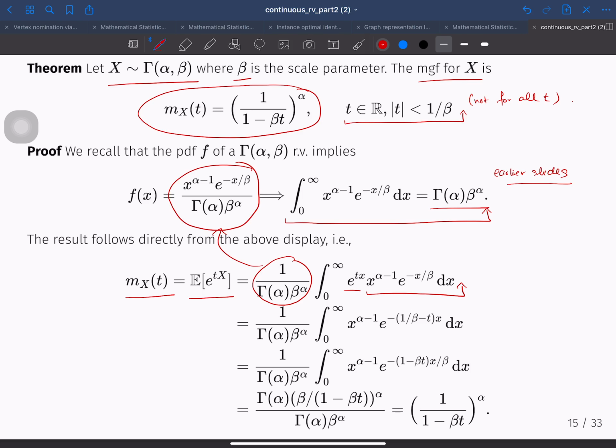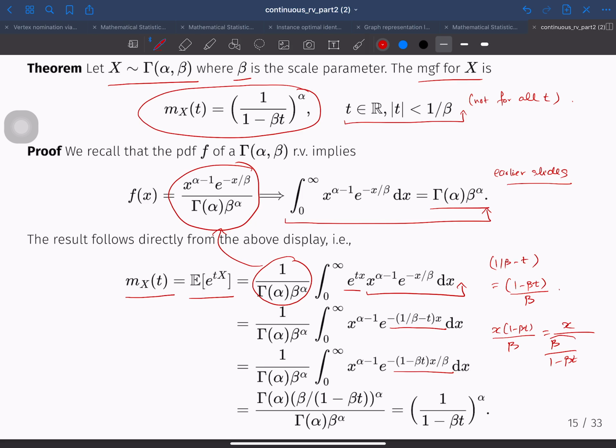And then now I can combine e^(tx) with the term e^(-x/beta) to get this term. And I want to write this in the form that after moving, 1 over beta minus t is the same as (1 minus beta t) divided by beta. So I have this term here. And once again, now we have x times (1 minus beta t) divided by beta, which is nothing but x divided by beta over (1 minus beta t).